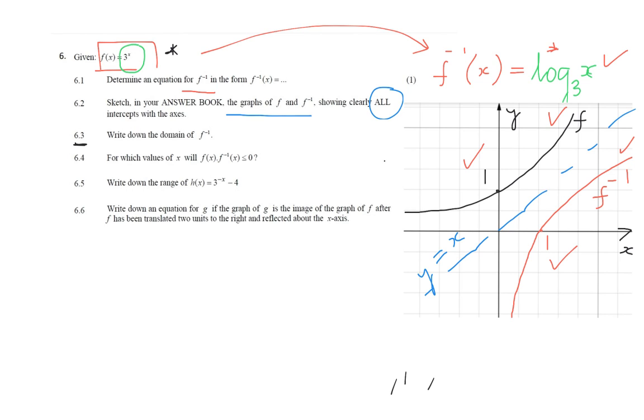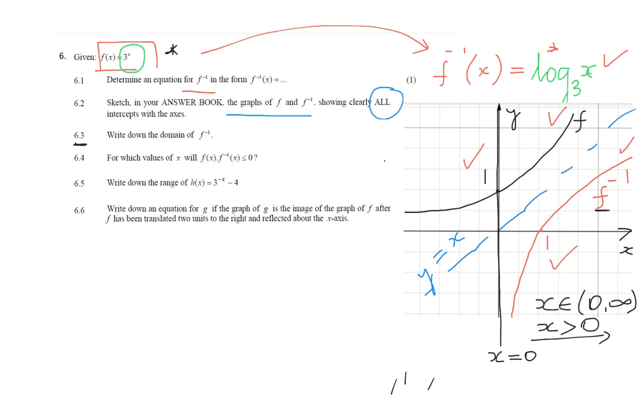Question 6.3, the domain of the inverse, that's the values of x for which my function makes sense. So what's the domain? It's x an element of 0 to infinity, or we can say x is bigger than 0. It cannot be equal to 0. Why? Because the y-axis, the line x equals 0, is now an asymptote of my inverse function.